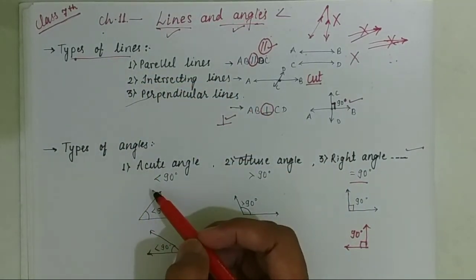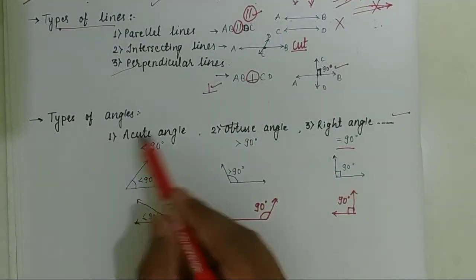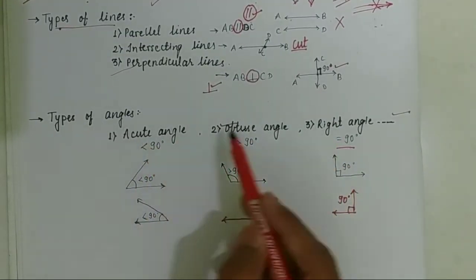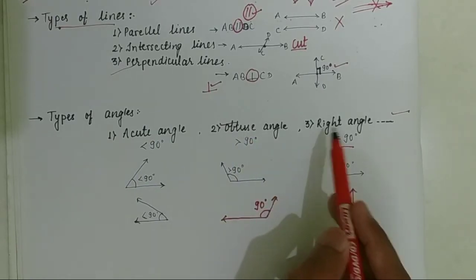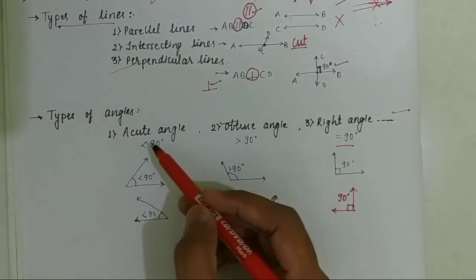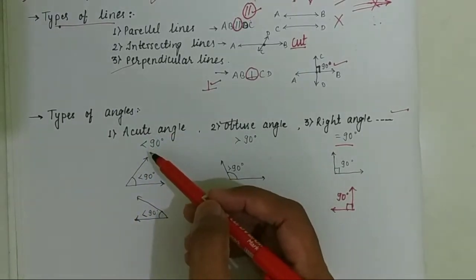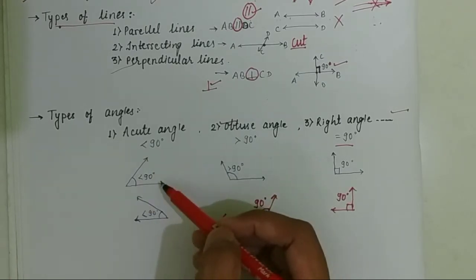Then second is types of angles. There are three main types of angles: acute angle, obtuse angle and right angle. There are some other types as well, but we are going to study only these three. First is acute angle. Acute angles are the angles which measure less than 90 degrees.